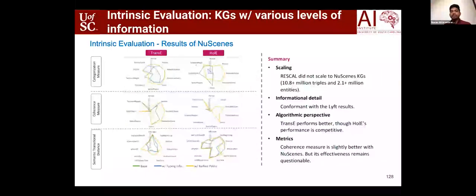When it comes to nuScenes, I mentioned earlier that it is the bigger data set. The knowledge graph with the highest information detail has 10.8 million triples with 2.1 million entities. So RESCAL did not scale to this data set, and we evaluated only on TransE and HolE. When it comes to informational detail, it is conformant with the Lyft results. We can see that the knowledge graph with the highest informational detail yields better categorization, type semantics and relational semantics. Even the algorithmic perspective is the same as with Lyft: TransE performs better. Here, as with Lyft, the coherence measure is slightly improving, but its usefulness in this domain is questionable.